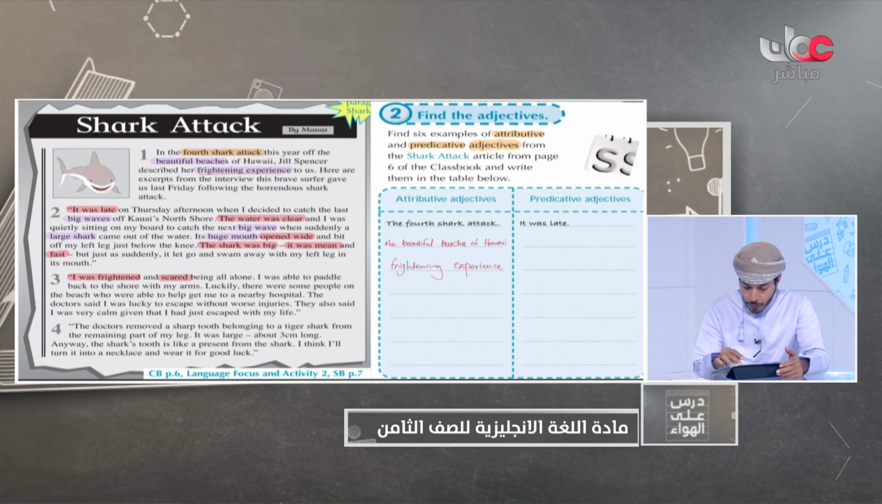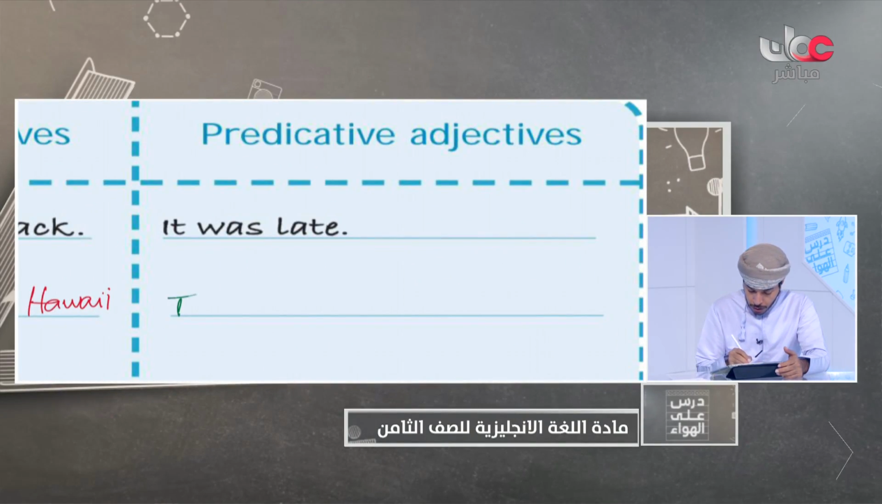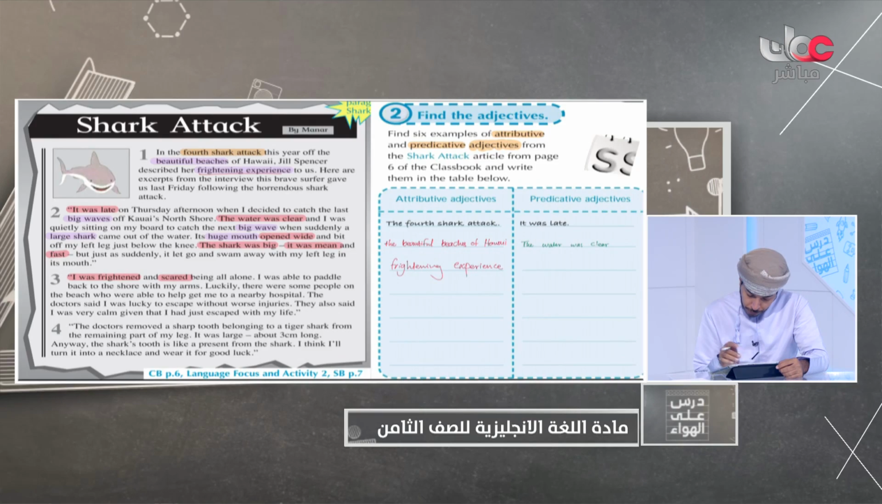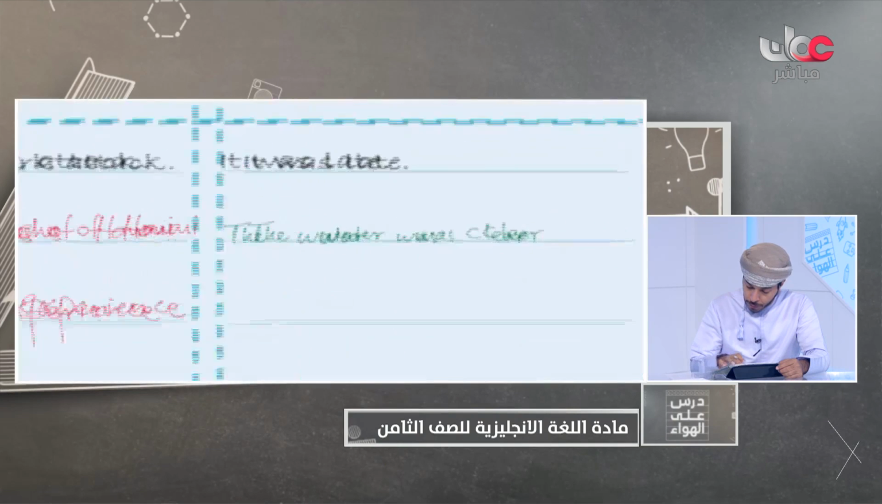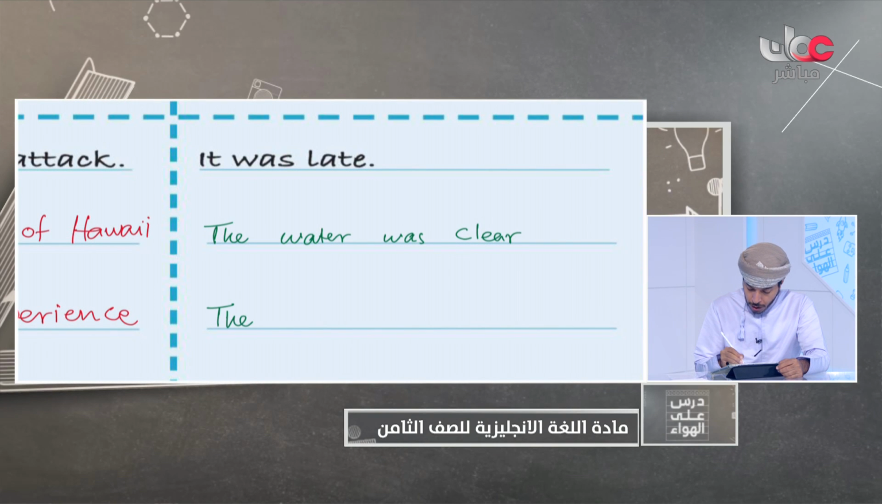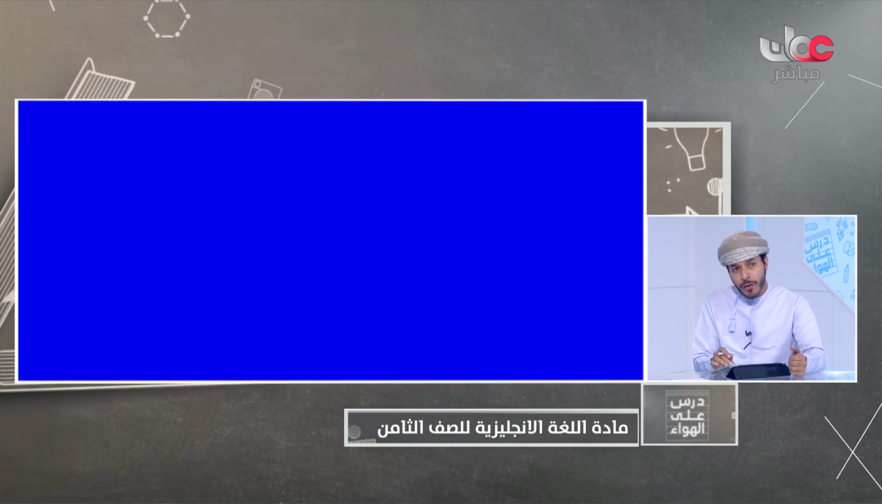And how about predictive? Predictive adjectives. For example, the water was clear. Also here we have the shark was big. Good. So this is how we answer this question.